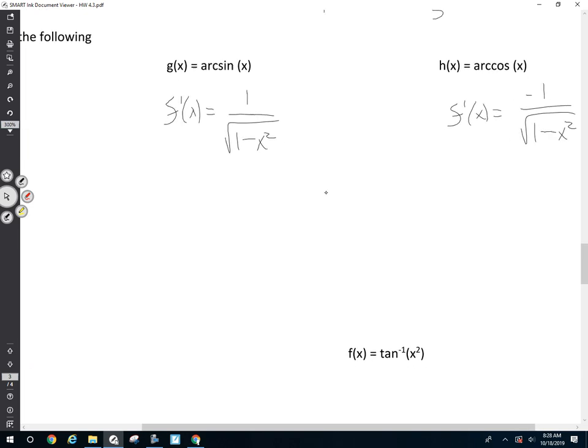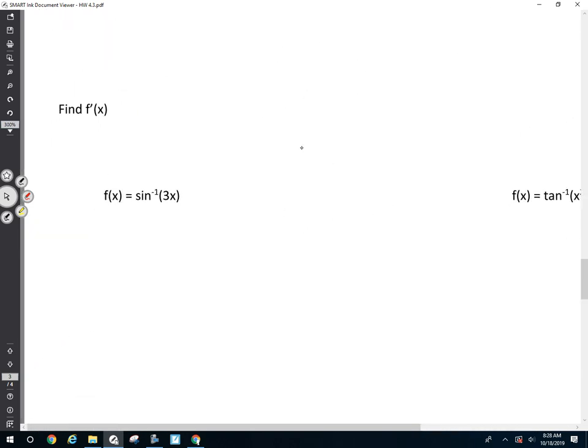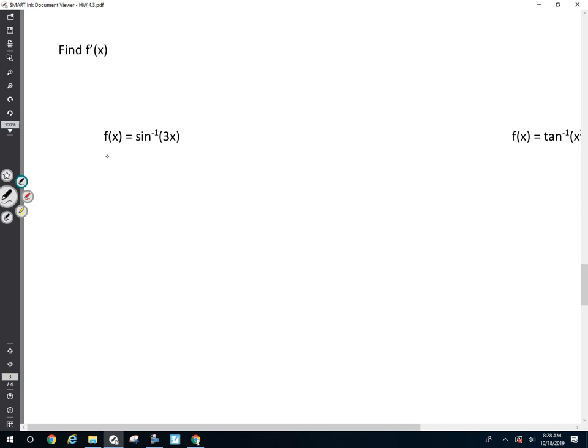Tricky, but things that we will have to memorize. If you are asked to find inverse derivatives, like sine inverse of 3x, just make sure you understand it is a chain. The outside is the sine inverse, the inside is the 3x. The derivative of the sine inverse would be 1 over root 1 minus stuff squared. Derivative of 3x is 3. So I would end up with a derivative 1 over root 1 minus 3x squared times 3.